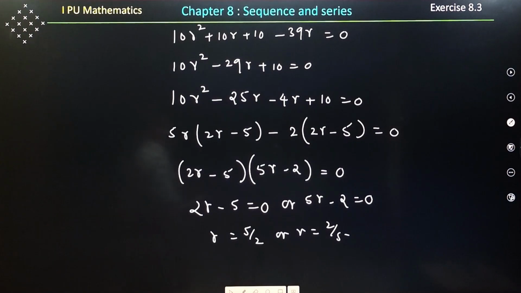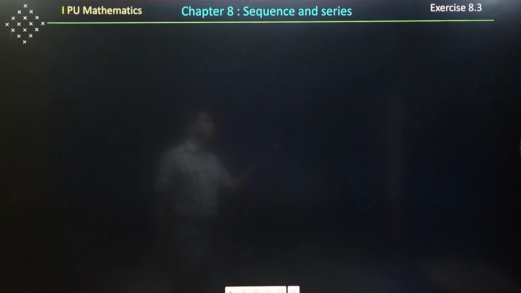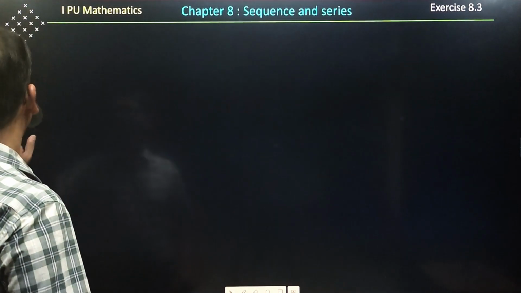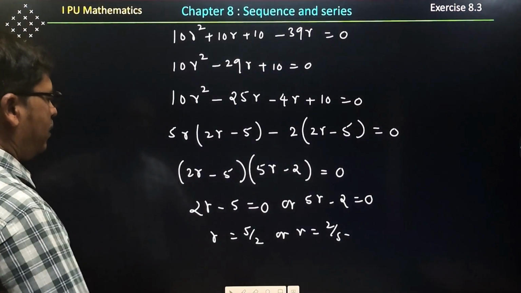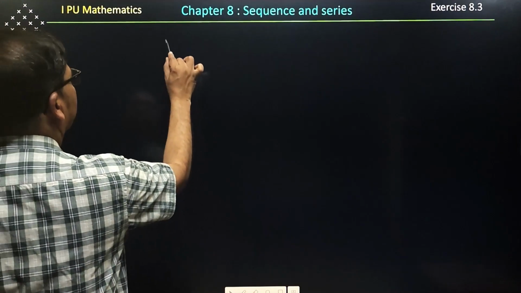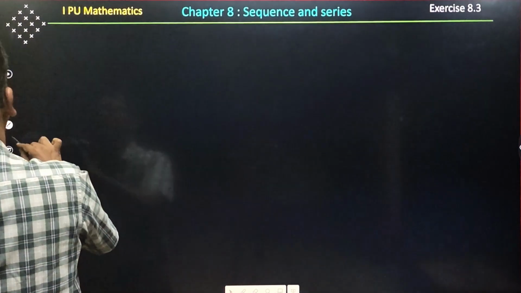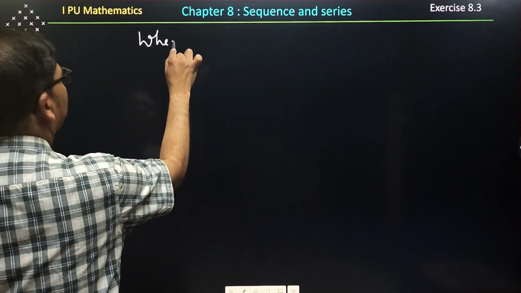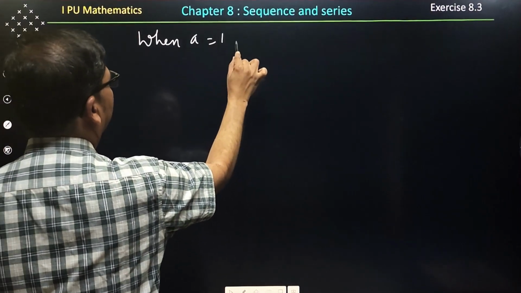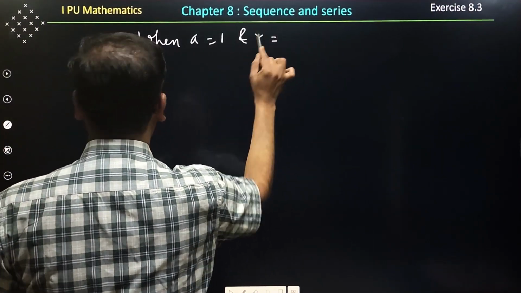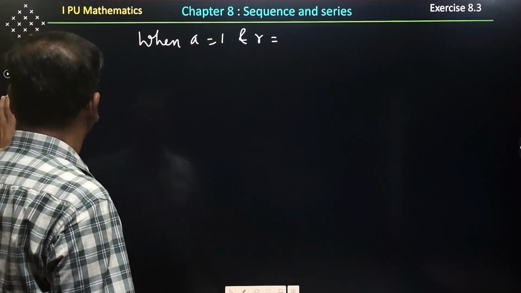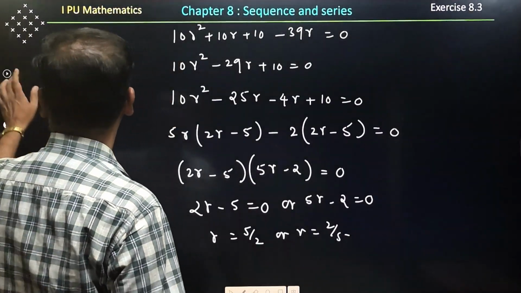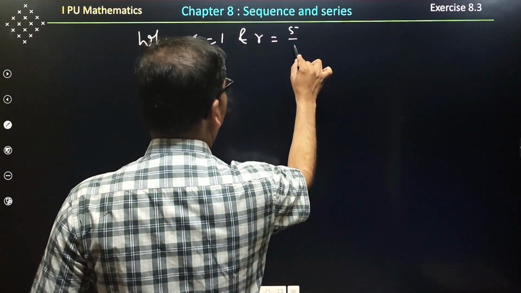Let me make the space here. Look, what happened now? When a equal to 1, and r equal to 5 by 2, you take the first value, what we got? 5 by 2.